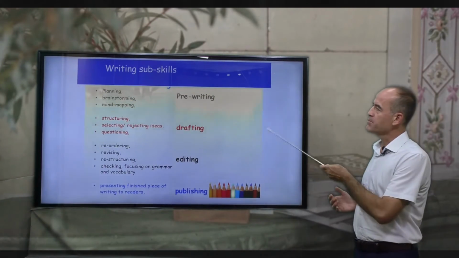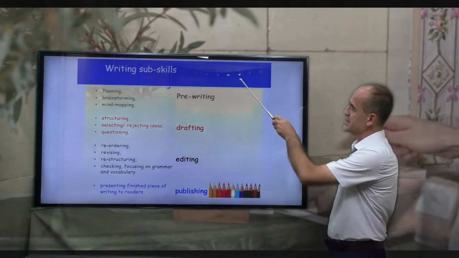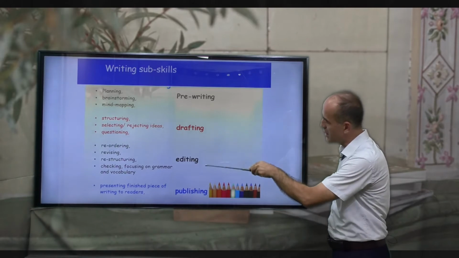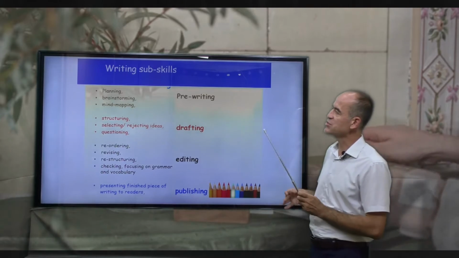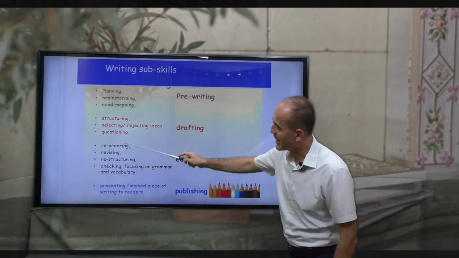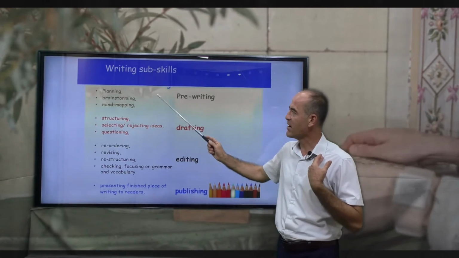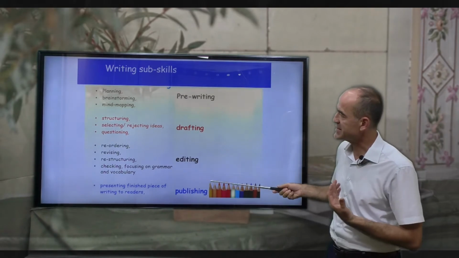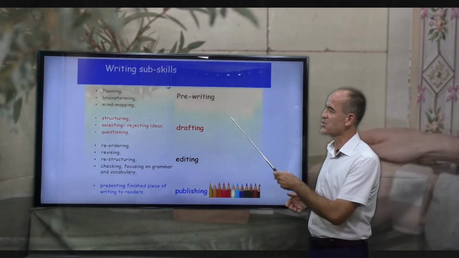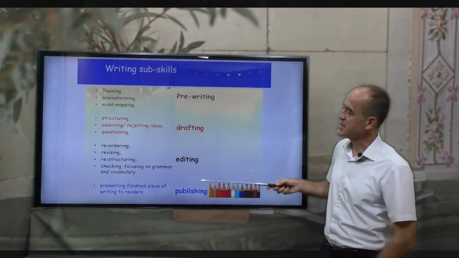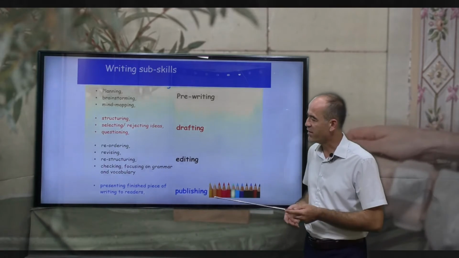But process writing is not an easy task. For successfully going through each stage, students should possess these types of writing sub-skills. In the pre-writing stage, they should know how to plan, how to brainstorm, how to mind map. In the drafting stage, they should be able to structure, select, reject ideas, question.